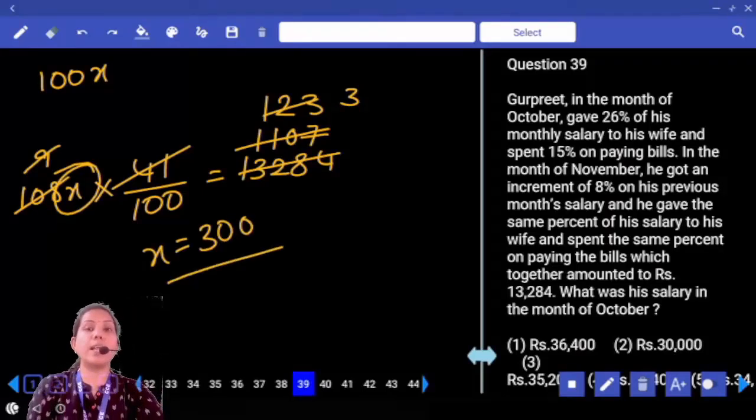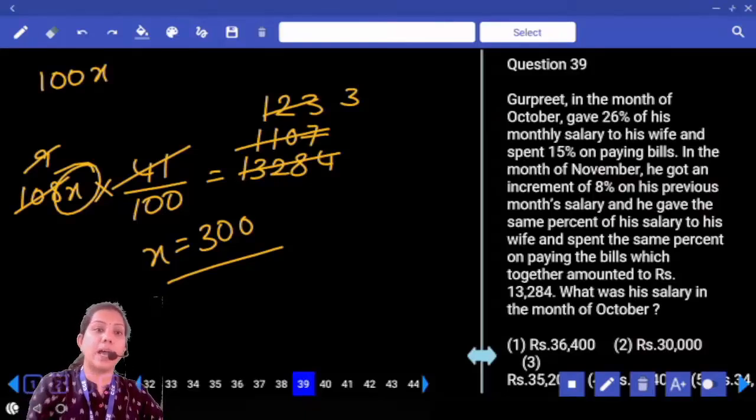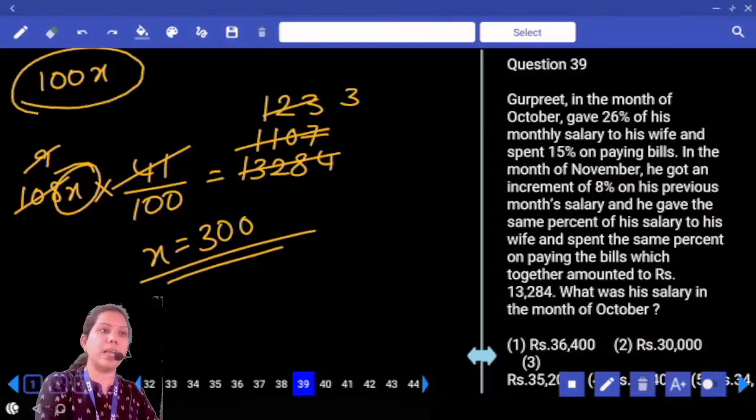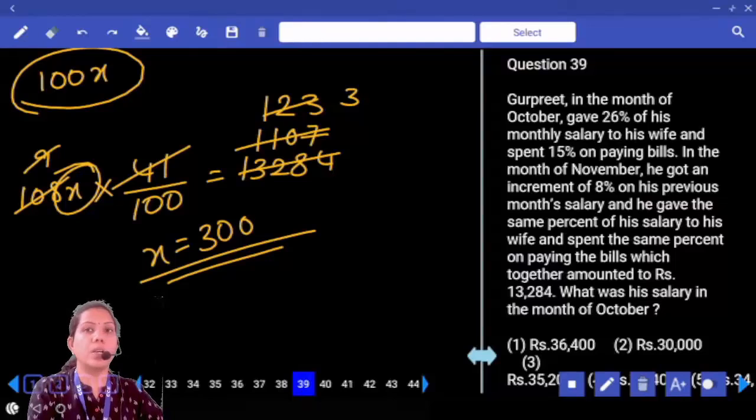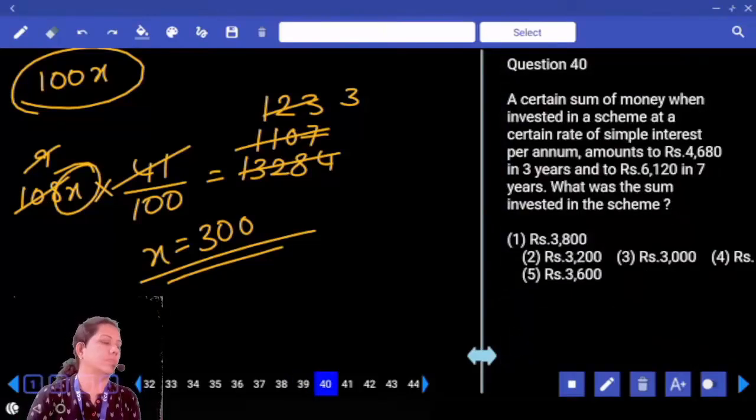X is equal to 300 and the question is find the October salary. What is your assumption for the October salary? 100x. X value is 300. Then 100x is equal to 300 into 100. 30,000. Second option. Okay? Next question number 40.